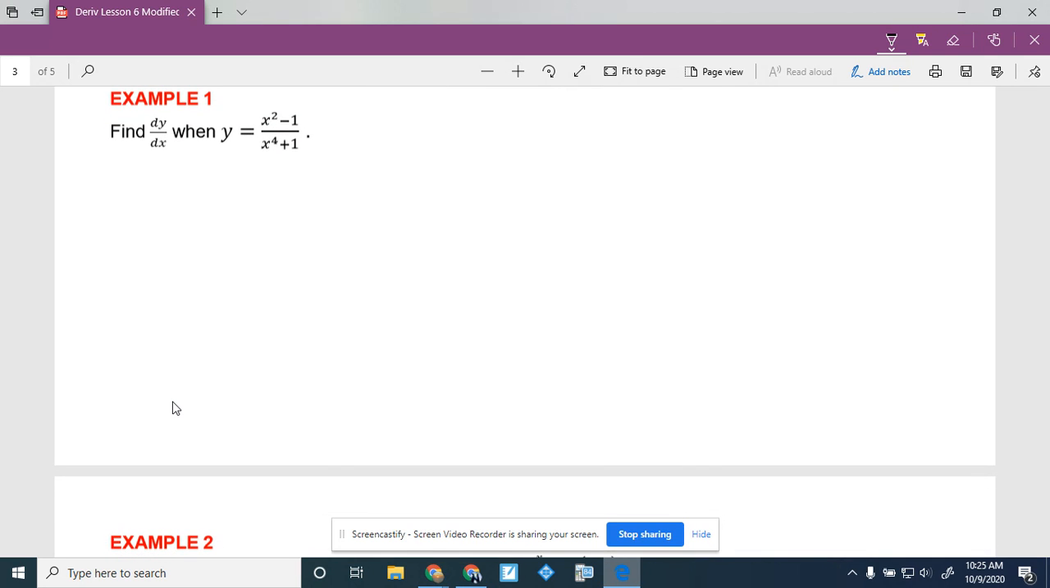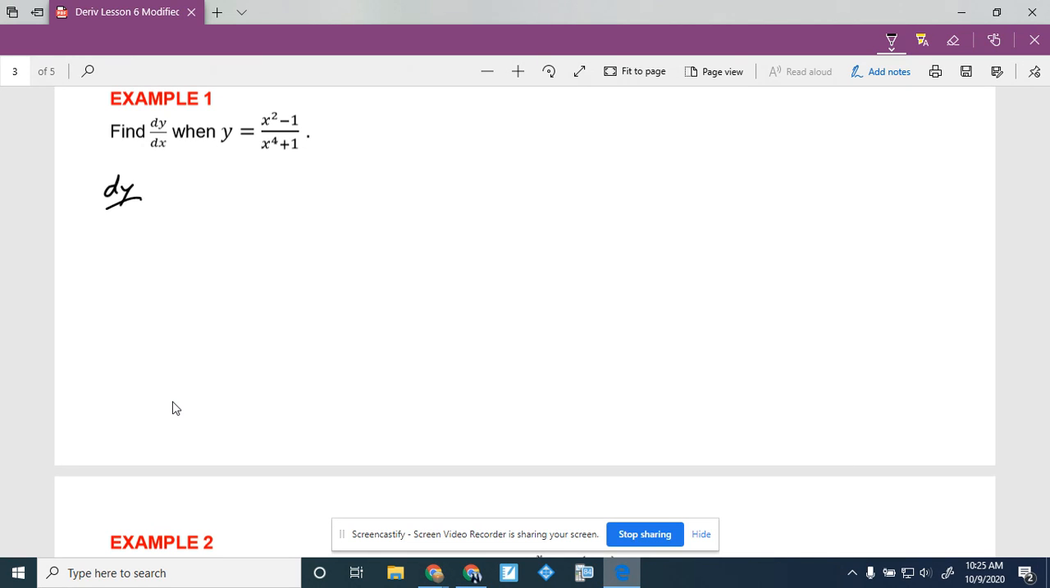So let's just get right at it. Find dy/dx when y is equal to a quotient. So here's the deal. I've said this before. A lot of times I'm going to ask you, hey, what do we have? When you look at y, what do we have? And you would say, we have a quotient. Then I would say, how do you find the derivative of a quotient? What's the response? Use the quotient rule. So let's go get them.